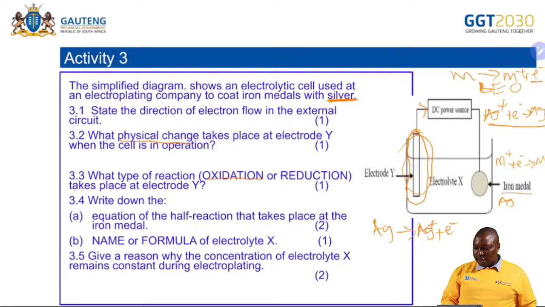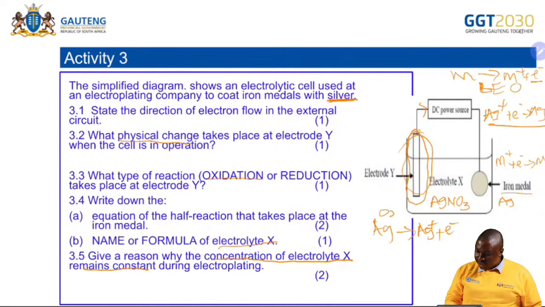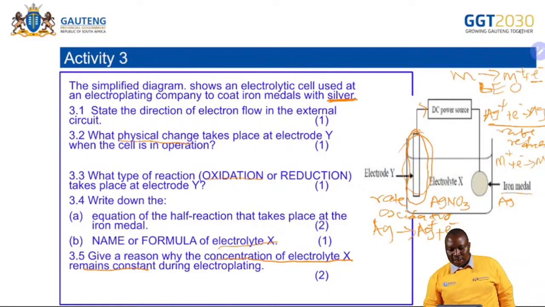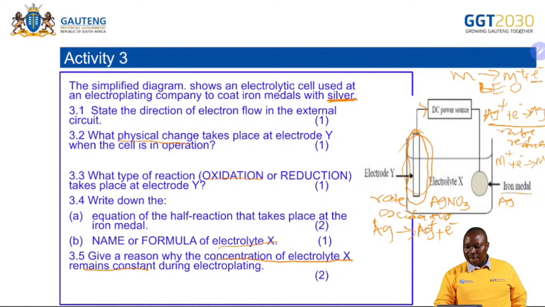Name or formula of electrolyte X. Remember, I always emphasize that to know the electrolyte, you will have silver nitrate as your electrolyte. Give a reason why the concentration of the electrolyte remains constant. I was talking about this in the last slide. That one you got to know at all times: what makes the concentration of the electrolyte remain the same. We said the rate of oxidation is equal to the rate of reduction. So the two rates are equal. That's why the concentration remains the same. I hope that helps you. You will have gotten full marks in that question.